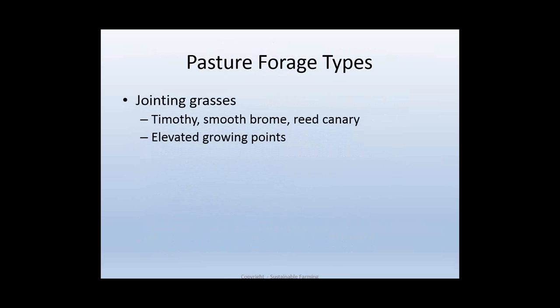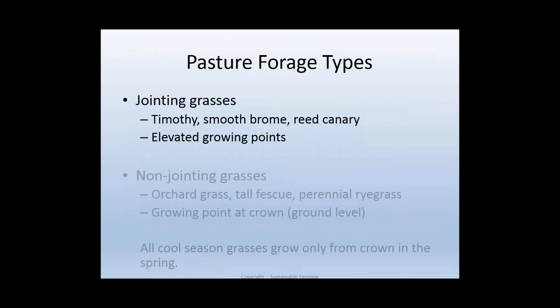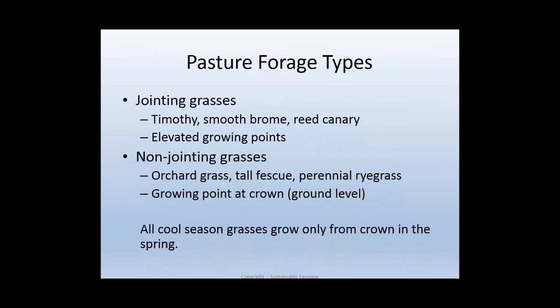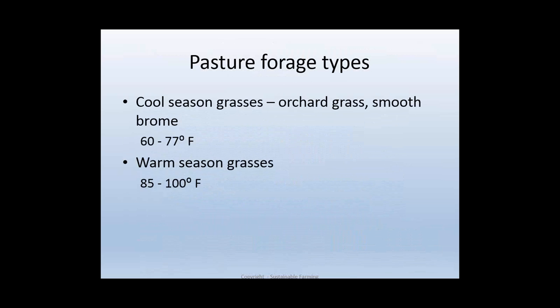I also usually cover some of the grass types: the jointing grasses, and the fact that they have elevated growing points, which can affect the ability of that plant to recover if we're grazing too tight. Then non-jointing grasses, with a growing point at the crown or down near ground level. And then explaining to producers and non-grazing landowners who may want to use grazing as a conservation management tool on their property that all cool season grasses are starting from the crown in the spring.